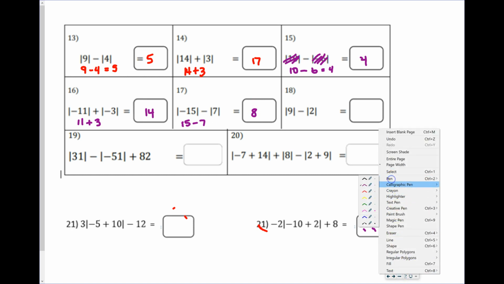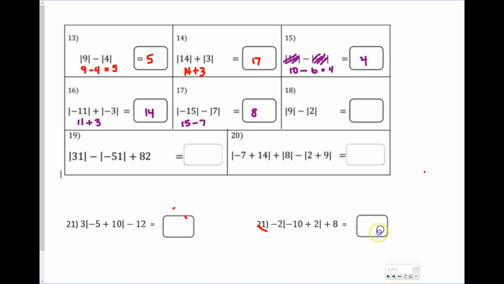If you want to pause right now and try the next few on your own, you're always welcome to, and then unpause to see if you're correct. That's always a strategy if you feel like you want to experiment and see if you're getting it on your own. I always encourage that. Here, absolute value of 9 is 9, absolute value of 2 is 2, 9 minus 2 is 7.